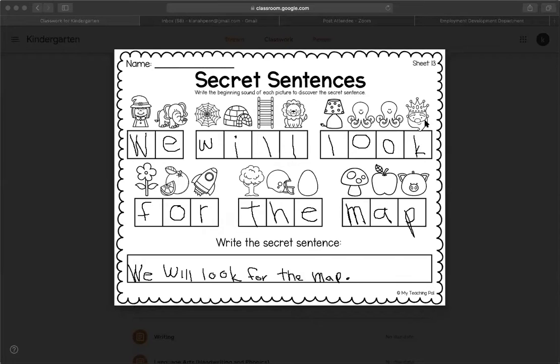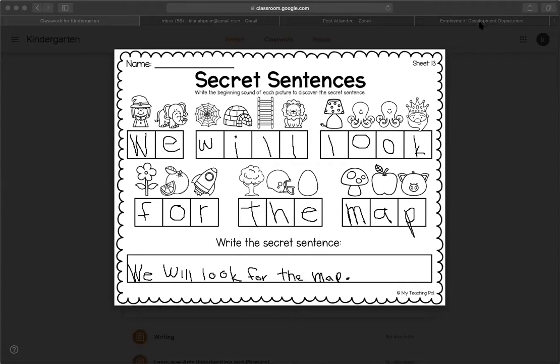Gavin, can you read the sentence for me? We will look for the map. Awesome, good job. Did you make sure that you put enough space between your words? Yes. And you ended your sentence in a period? Yes. Period at the end. Good job.